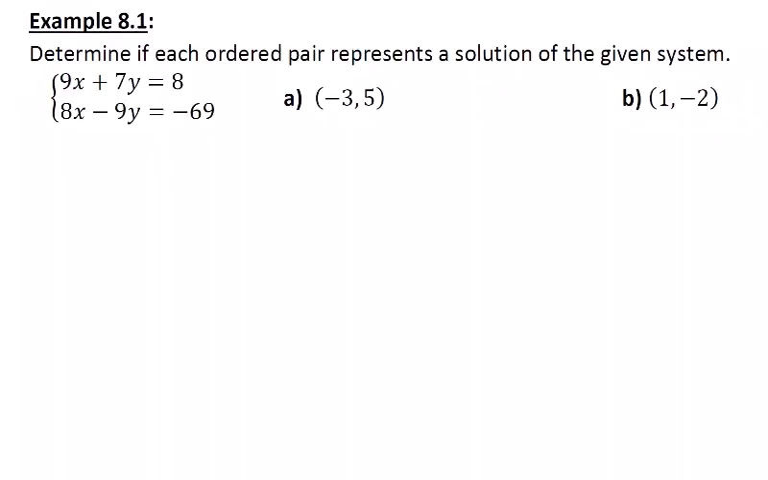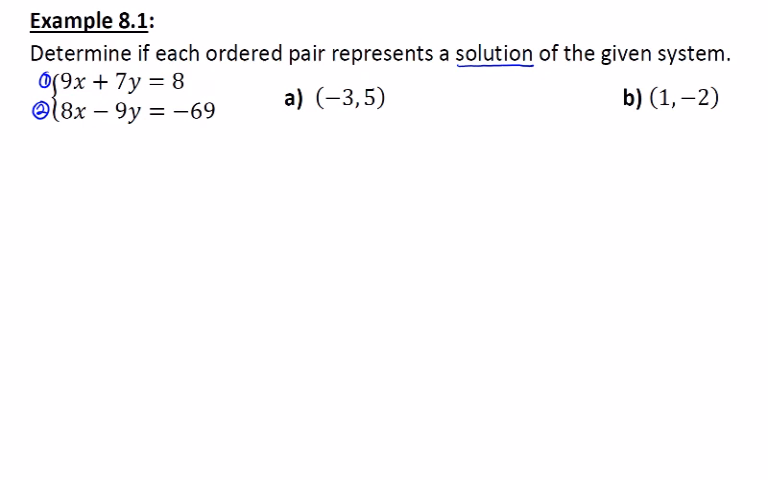In example 8.1, we are asked to determine if each ordered pair represents a solution of the given system. So let's look at the system. We have a first equation, 9x plus 7y equals 8, and a second equation, 8x minus 9y equals negative 69. What you're going to find here in section 8 is that when we write our system out, we're not going to be using our function notation.